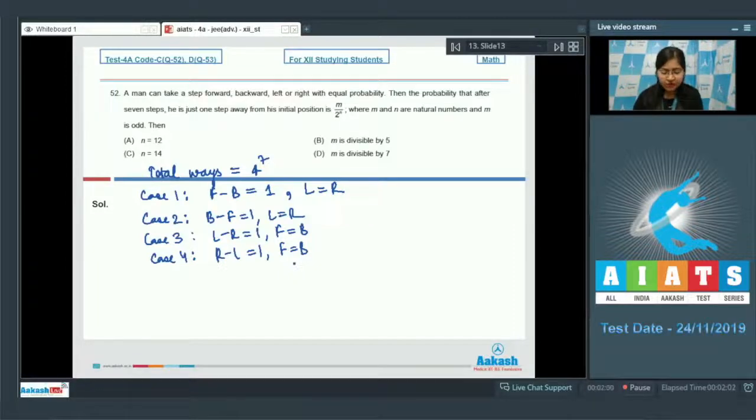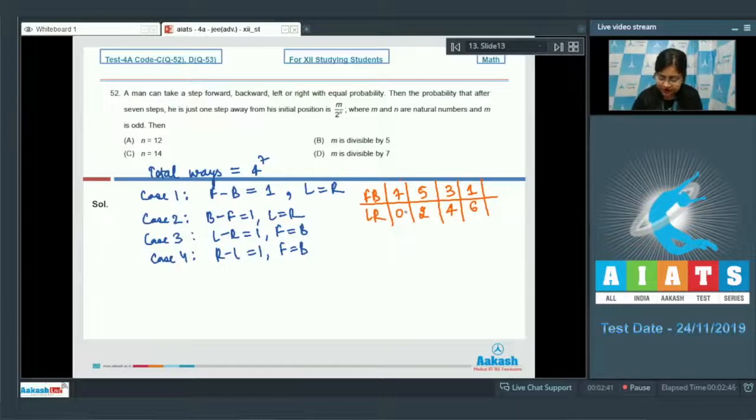So let us just solve case number 1 where we have F minus B equal to 1. Let us take in the left hand side and the right hand side, he has taken in total 0 steps. Then the number of steps taken in forward and backward total should be 7, because the sum of all the 4 is 7. Let us take, he takes 1 step in the left and 1 step in the right. Then here he has to take 5 steps. Let us say he has taken 4 steps here. Then here he will take 3 steps, 6 and then 1.